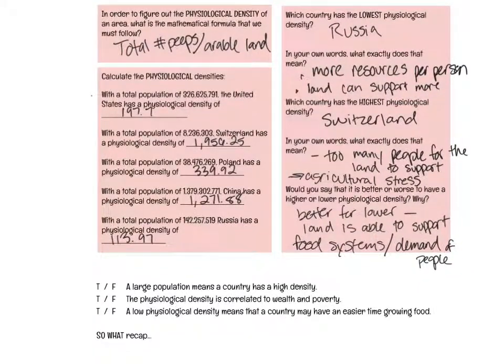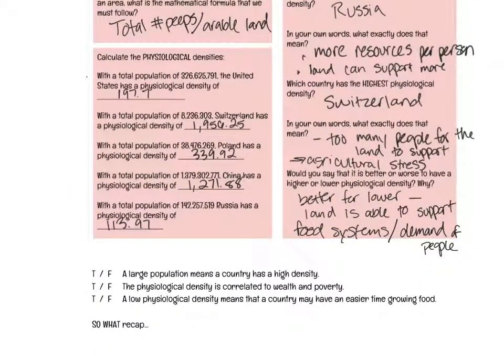When we're looking at these true-false questions, large population means a country has a high density, true or false? False, yeah. The physiological density is correlated to wealth and poverty. False. We don't know that. And then a low physiological density means that a country may have an easier time growing food. True. You want it to be smaller because then it's not as stressful, right, for the government, for the farmers to feed the people. Okay?